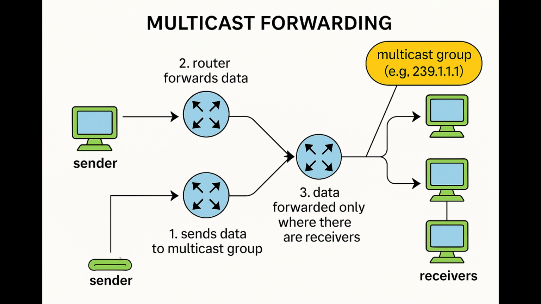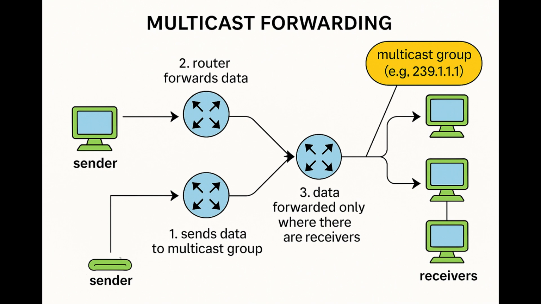On the left side, we have a sender. This sender could be a video server, live stream source, or online class broadcaster. Instead of sending data to individual devices, the sender sends data to a multicast group address, for example 239.1.1.1. This is step 1. The sender sends data to the multicast group.